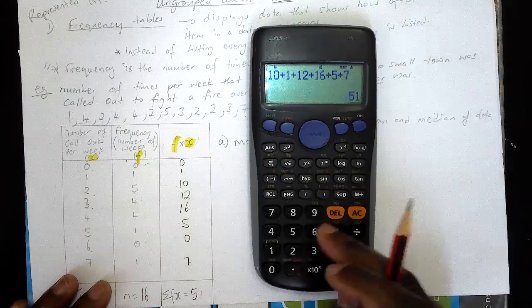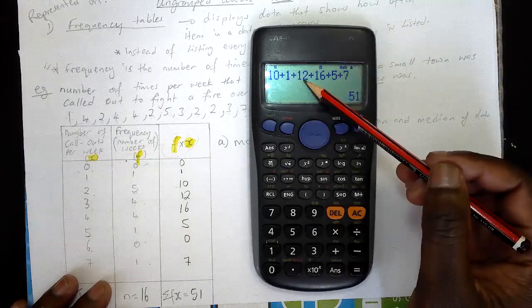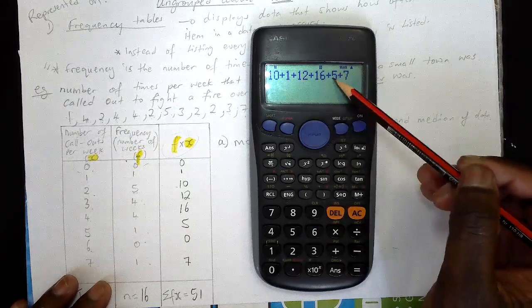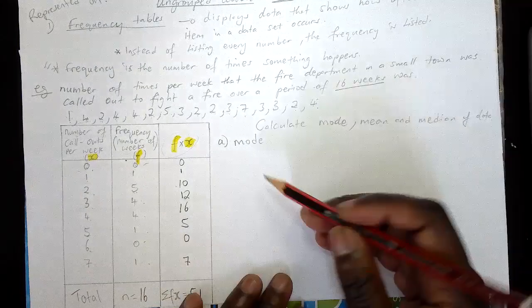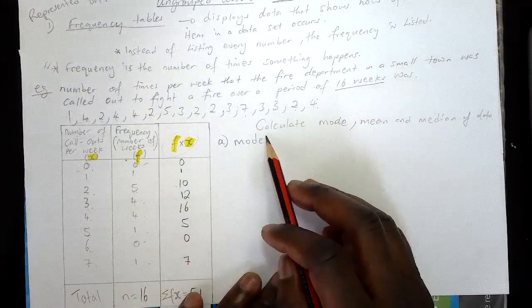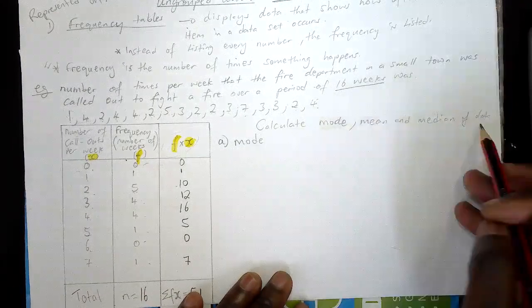Let me just cross check. 10 plus 1 plus 12 plus 5 plus 7. Okay, so it's 51. Okay, now let's check here. Now the first question is saying calculate the mode, mean, and median of the data.